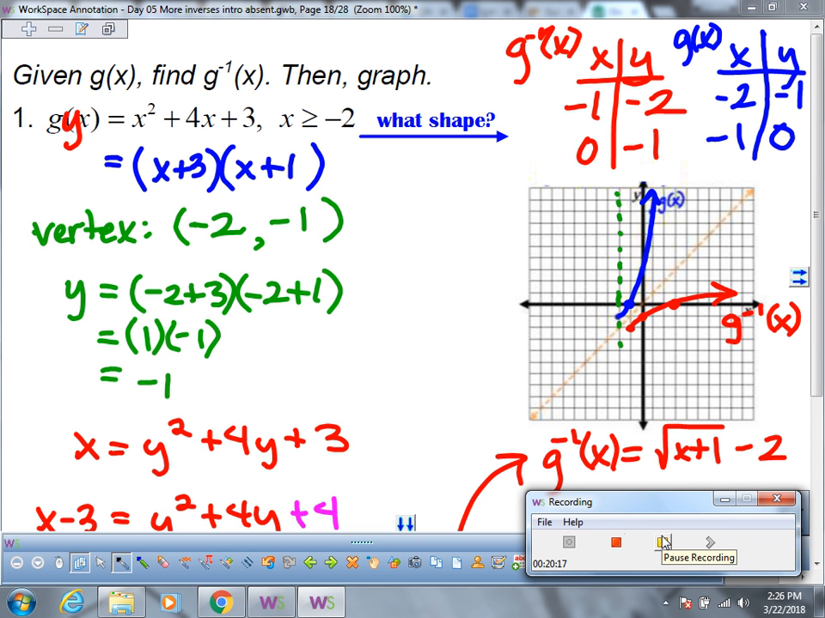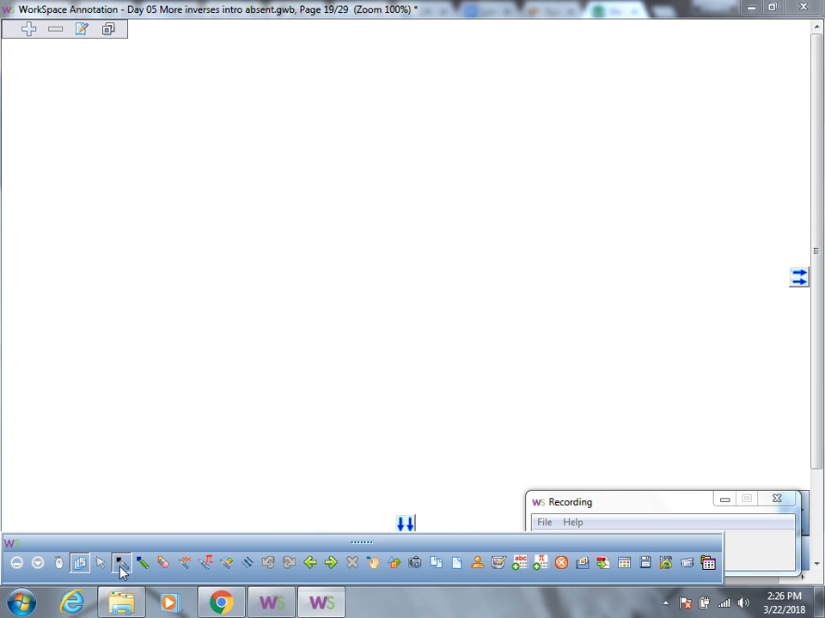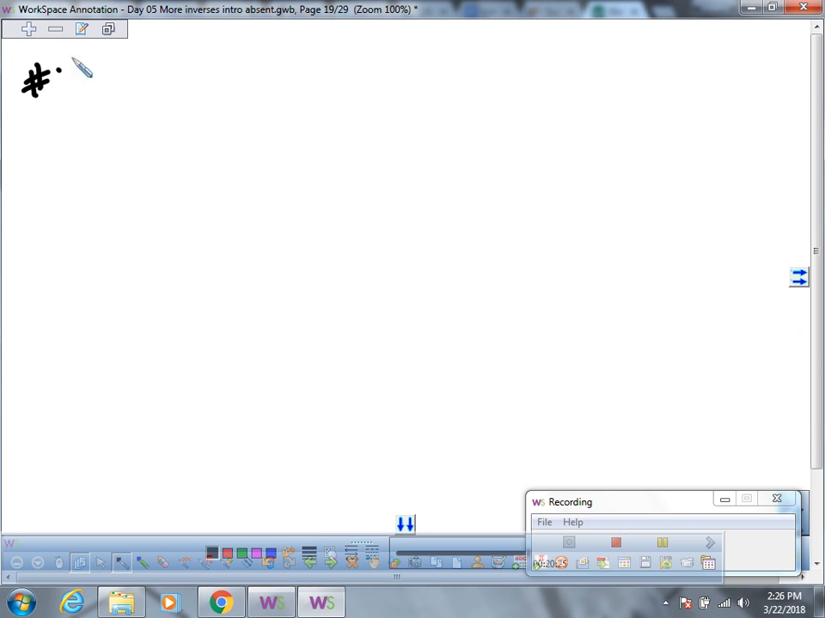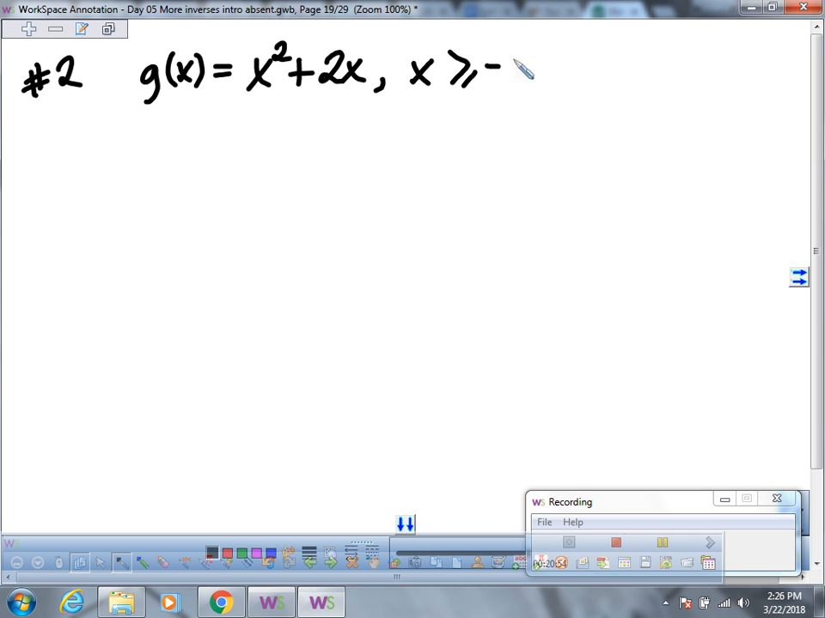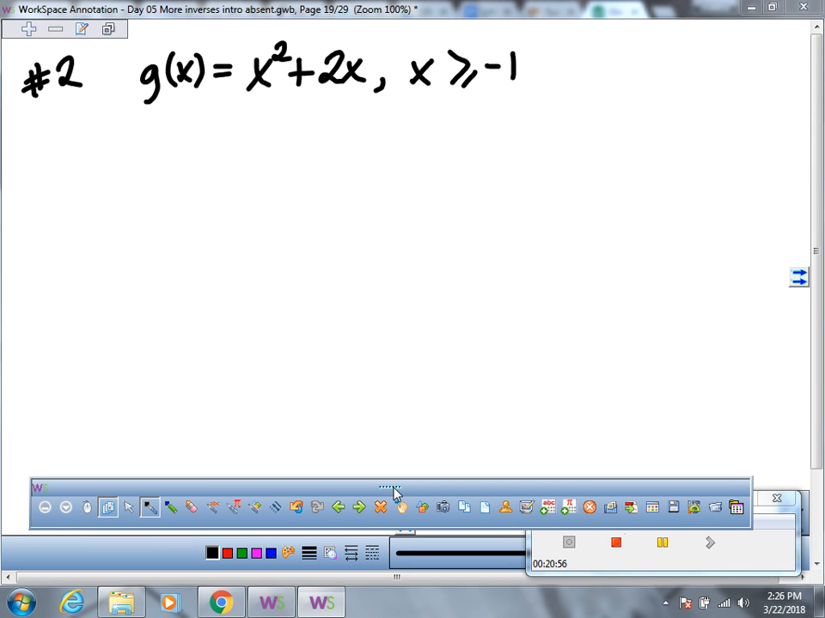I have a request to do number 2, or at least get it started. Can somebody tell me what the function is? Hold on guys, I can't hear when more than one person is talking to me. So g of x equals x squared plus 2x, x is greater than or equal to negative 1. The little line under the symbol. Got it.